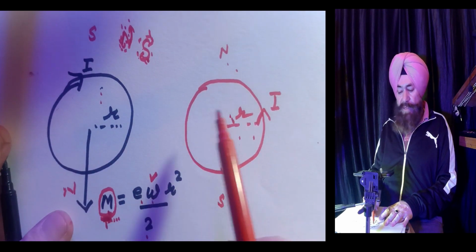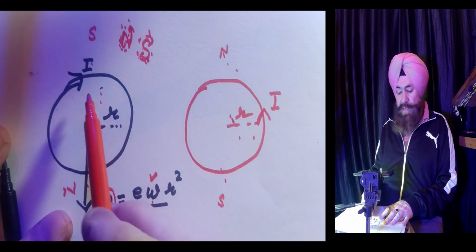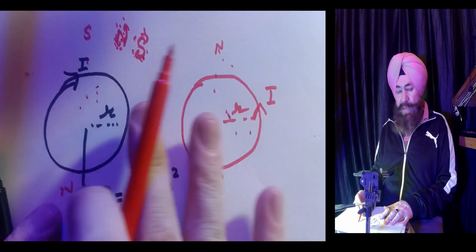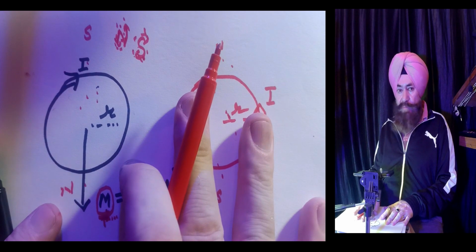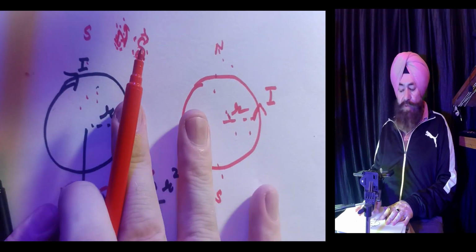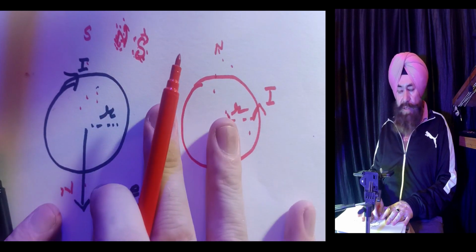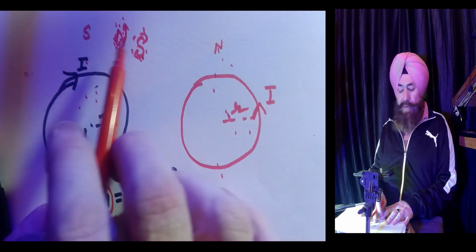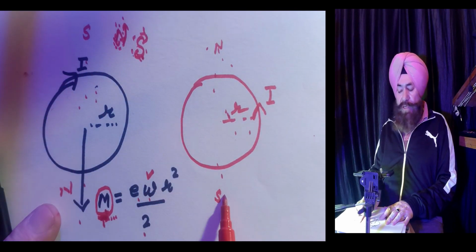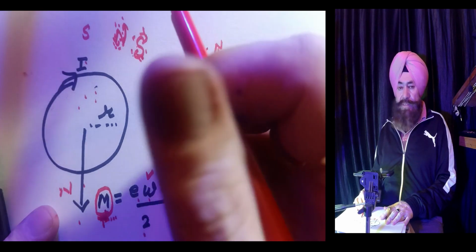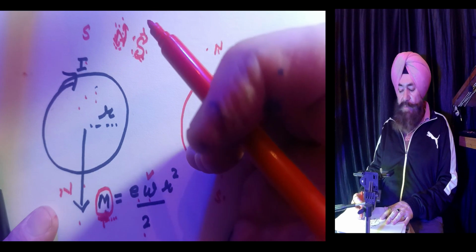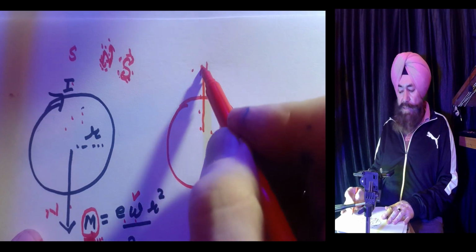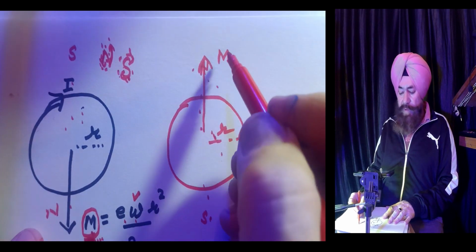Now there are two magnetic moments, one for this, one for this. South-north, north-south. They cancel out. Then there is no net magnetic moment in this case. When there are two electrons orbiting, one clockwise, the other anti-clockwise, both have magnetic moments, but they cancel out. Now in this case, because the current is anti-clockwise, the moment will be along the up direction.